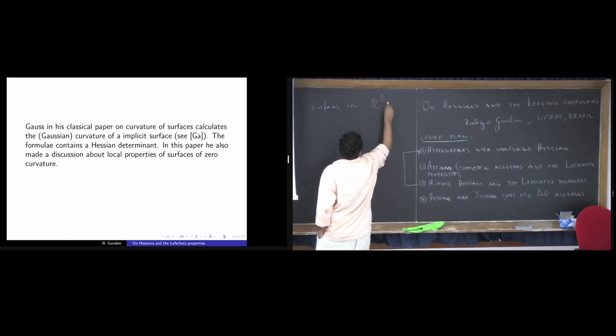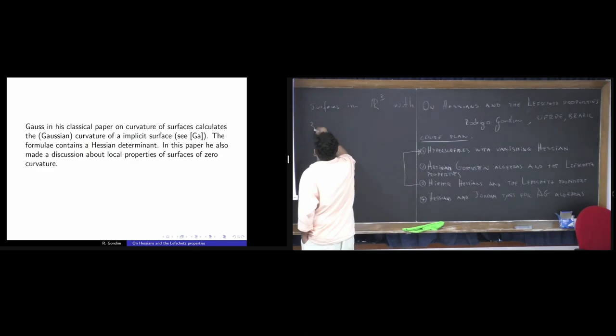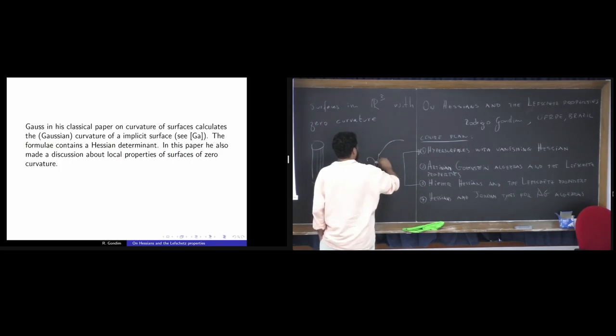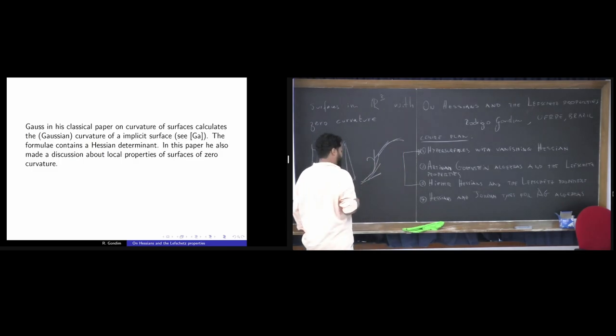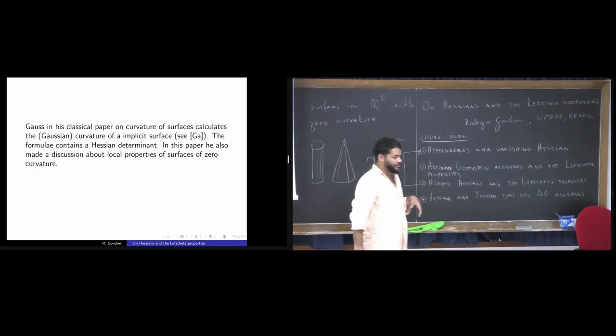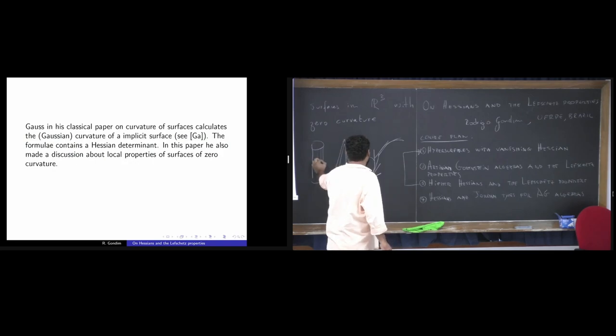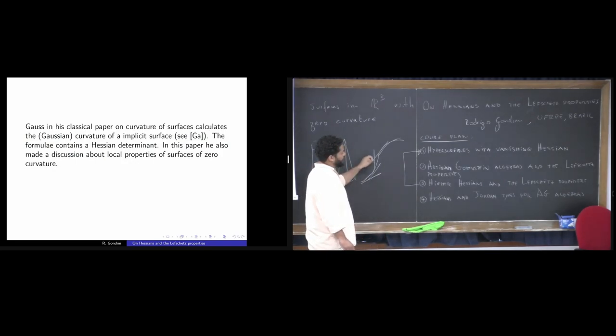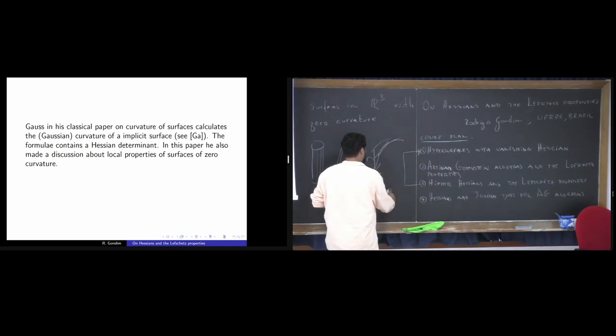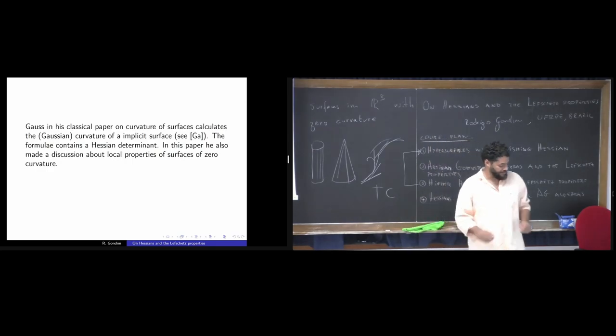In R3, with zero curvature, locally it's a cylinder, or a cone, or the developable tangent surface of a curve in R3. It's not a global classification. What he shows was that locally a surface with zero curvature is a part of a cylinder, cone, or the tangent surface of a curve.